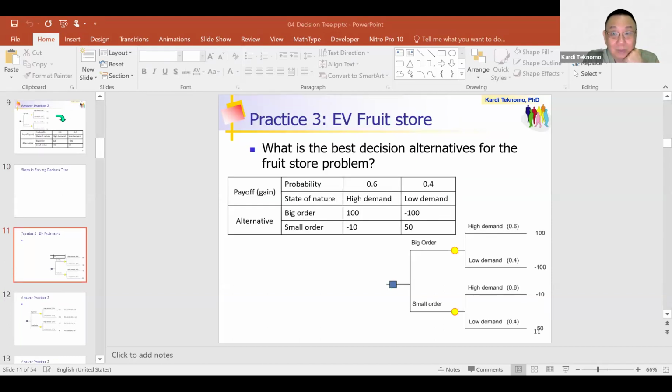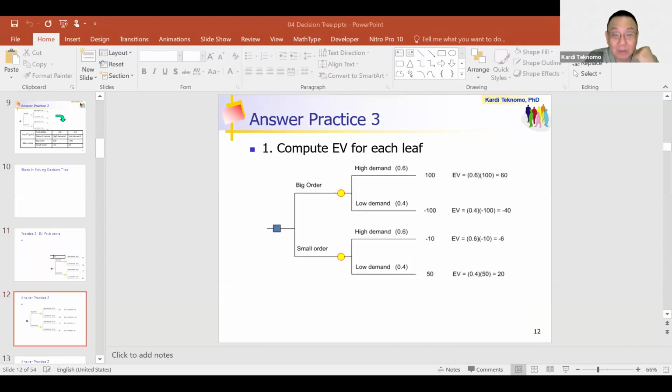So what will be the best decision alternative for this fruit store problem? These are the table, and this is the decision tree based on this table. Number one, you compute the EV for the leaf. So this is the decision tree. What you will do, you multiply 0.6 by 100, 0.4 by minus 100. So you get the EV in the leaf node. Clear?